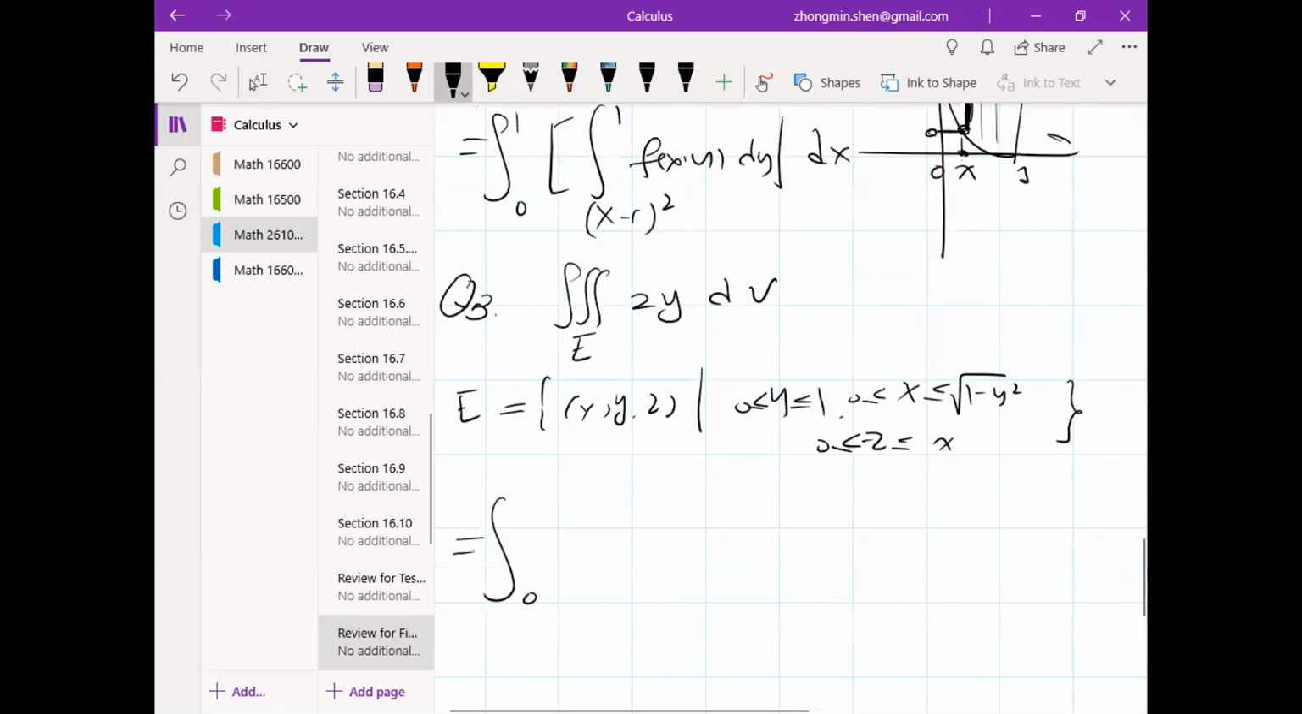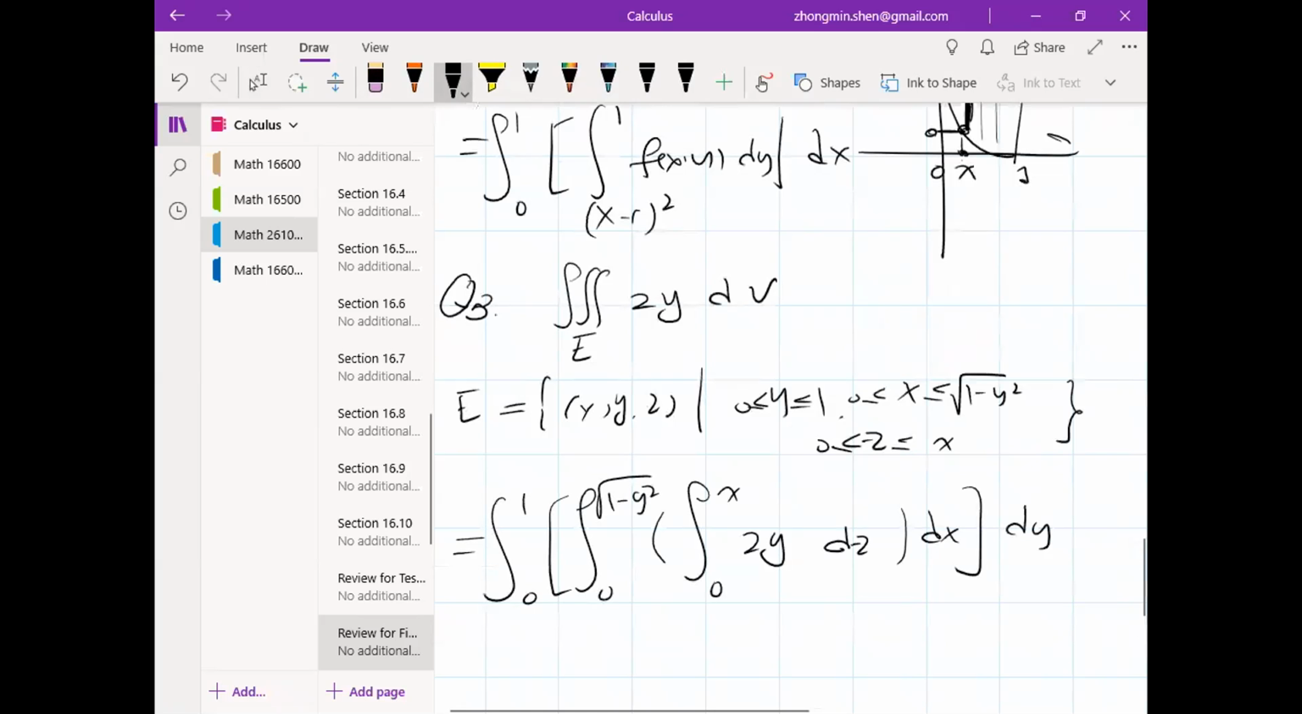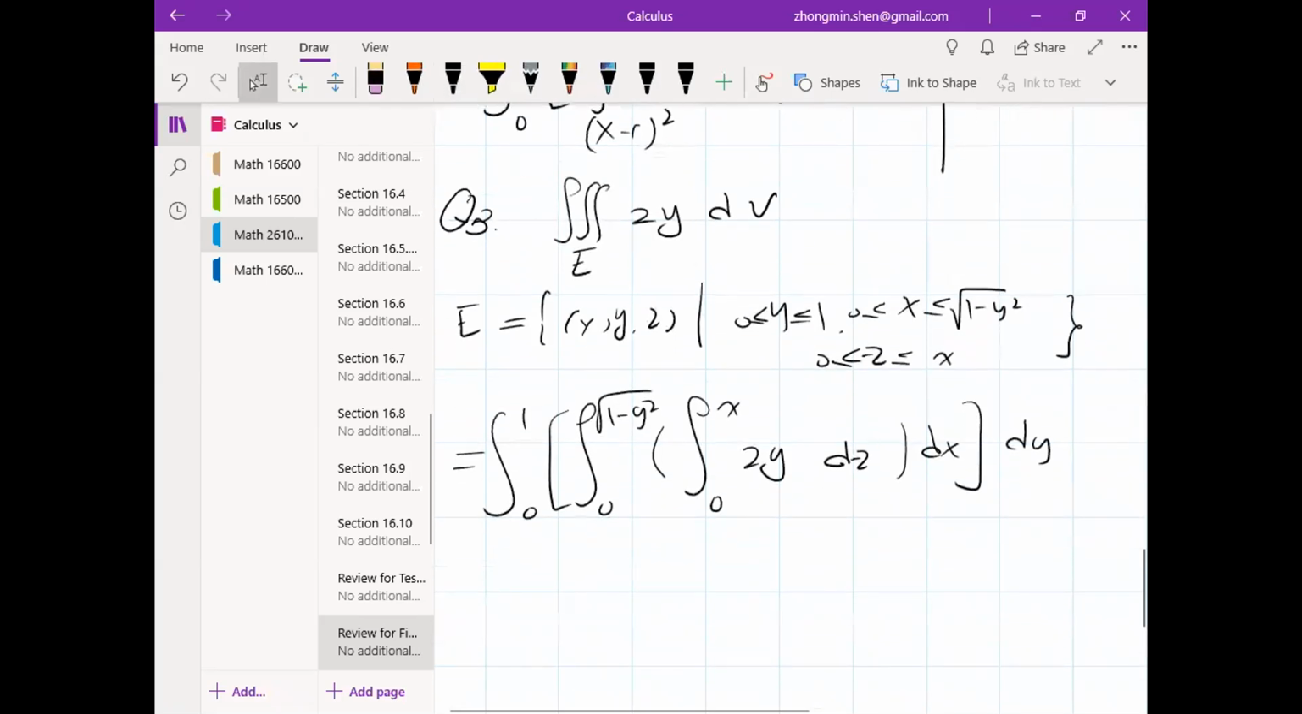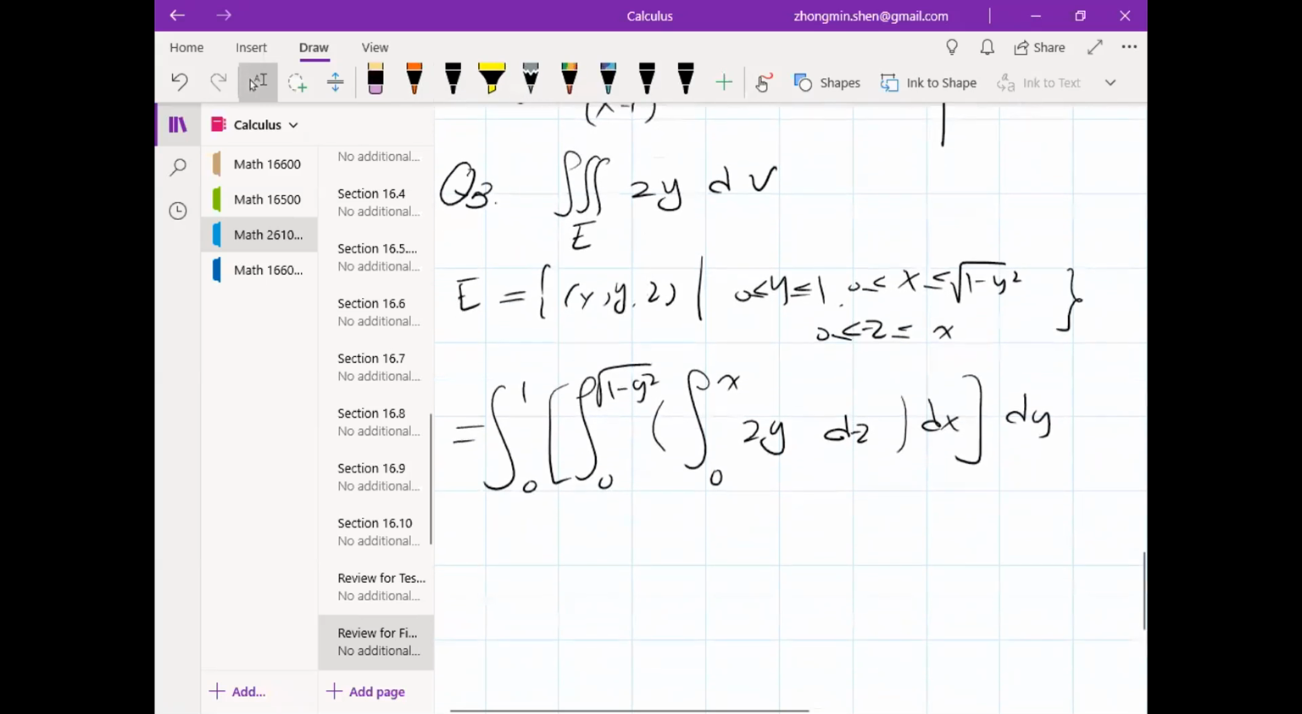So first of all, y is between 0 and 1, dy. For each fixed y, x is between 0 and the square root of y, and z is between 0 and x. All right, then you evaluate step by step. I put similar problems on the quiz, you know. Step by step.